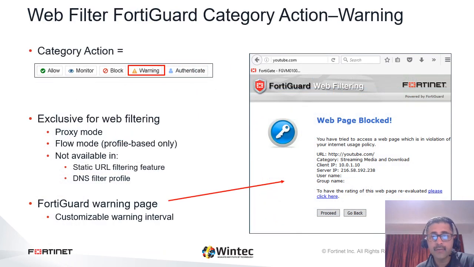Now, if you look at the warning page here, you've seen that page several times when you have been playing with any of the earlier labs. This warning was earlier only available for proxy based, but starting with FortiOS version 6.2, the warning action is also available for flow based, profile based mode. Now, the warning action informs users that the requested website is not allowed by the internet policies. However, the action does give the user the option to proceed to the requested website or return to the previous website. The warning interval can be customized, so you can present this warning page at a specific time according to a configured period.